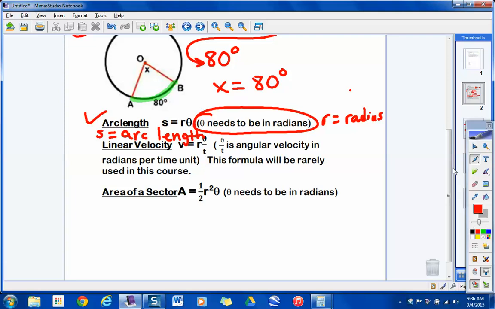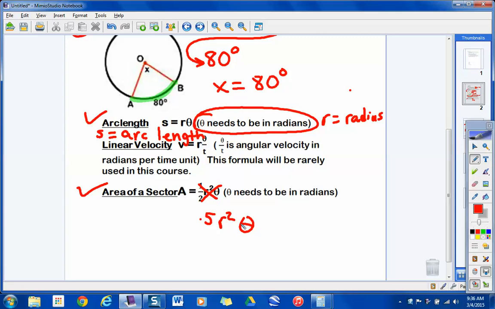I'm not going to get too concerned about linear velocity. We'll come back to that a little bit. The other one that I'm really concerned about is area of a sector. I'm not going to confirm this with you. Just take my word for it. But the area of a sector says your area A is equal to 1/2, which for punching stuff in purposes I would call 0.5. Is that fair? 0.5 r squared times what? Theta.